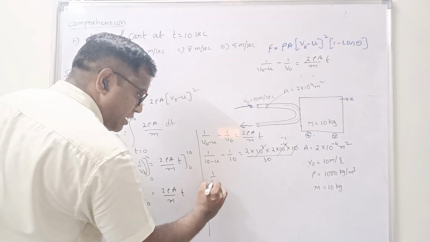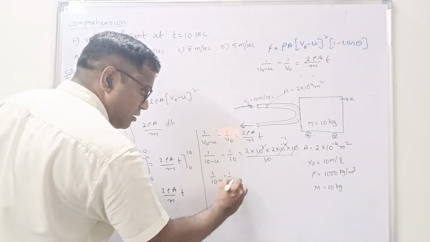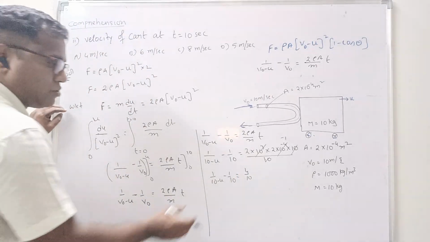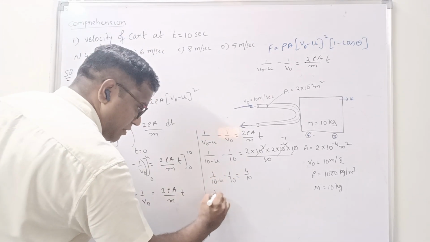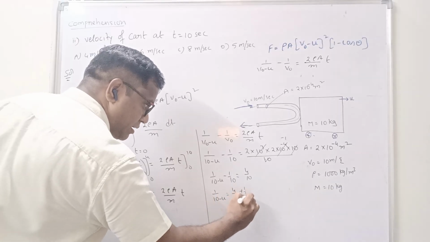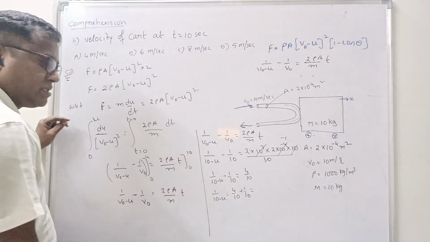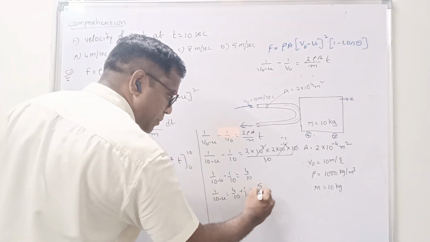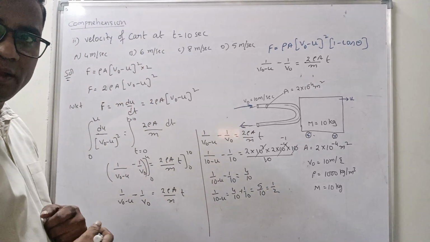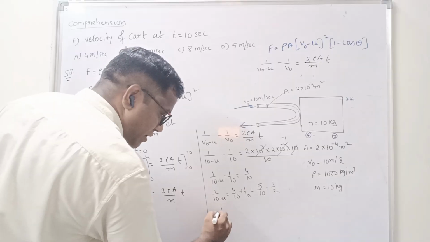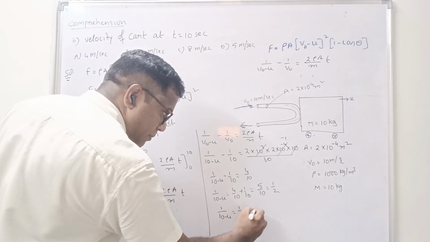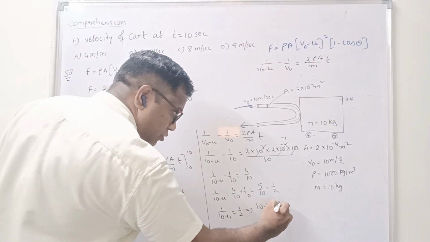So 1 by 10 minus U minus 1 by 10 is equal to 4 by 10. This minus 1 by 10 I will send to the other side. So 1 by 10 minus U is equal to 4 by 10 plus 1 by 10. 4 by 10 plus 1 by 10 gives 5 by 10, which means 1 by 2. So 1 by 10 minus U is equal to 1 by 2, which implies 10 minus U is equal to 2.